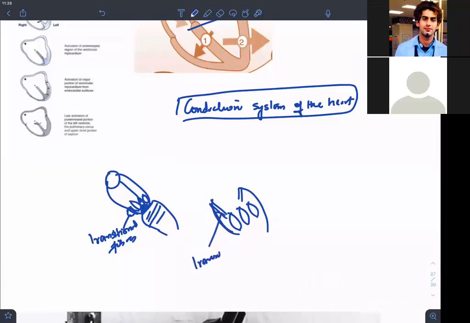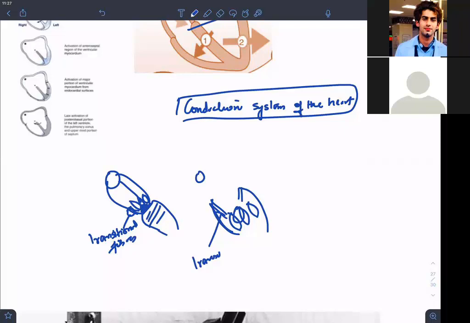So these transitional fibers which are connecting these two nodes, the SA and the AV node, or I can call them the internodal tracts, are very short, very small. That's why they conduct the impulse at a very slow rate, around 0.02 meters per second. And at the same time, the AV node will also conduct the impulse at a very slow rate.